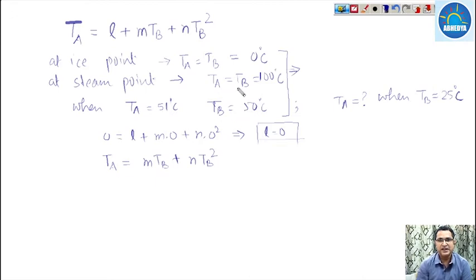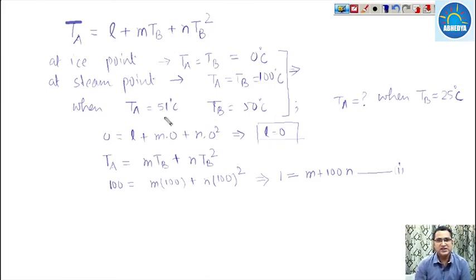Now TA and TB both are 100 degree centigrade. So 100 is equal to M times 100 plus N times 100 square. If we check this, divide by 100, so 1 is equal to M plus 100N. This is our first equation.